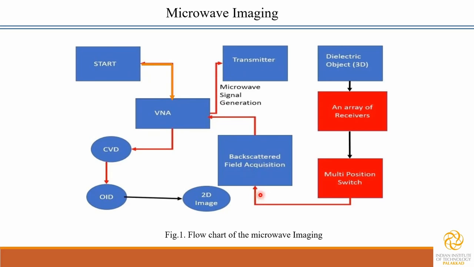The transmitting and the receiving antenna are connected to the VNA, and the time domain signals are taken from the VNA, which is further processed to get the final image of the tumor by CVD, OID, and the 2D image, where CVD stands for complex visibility data and OID for object intensity distribution.